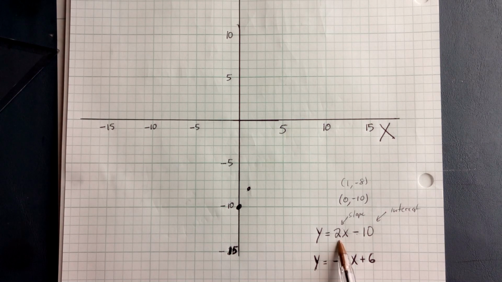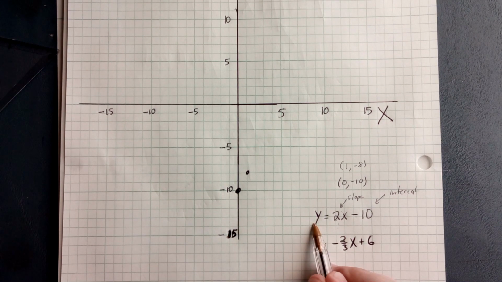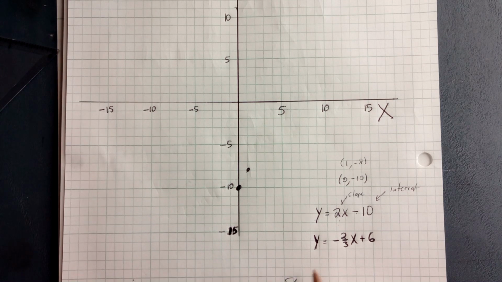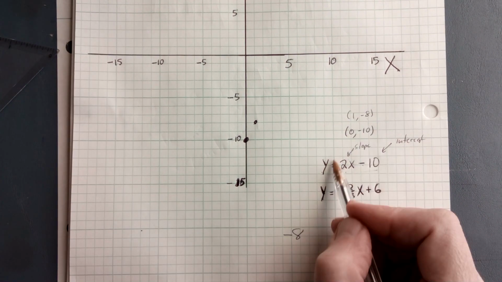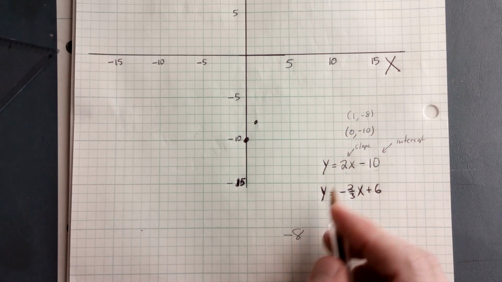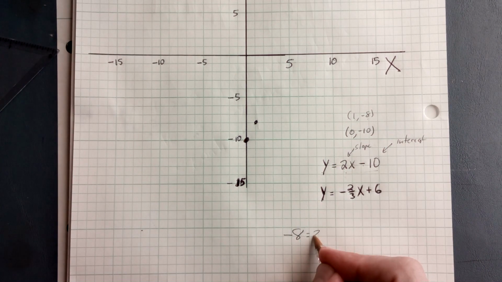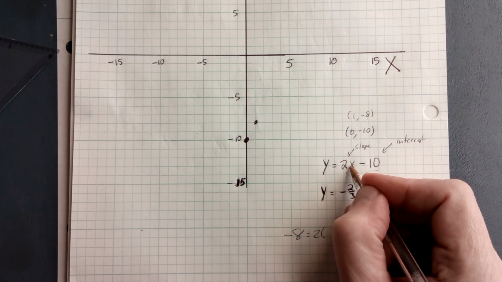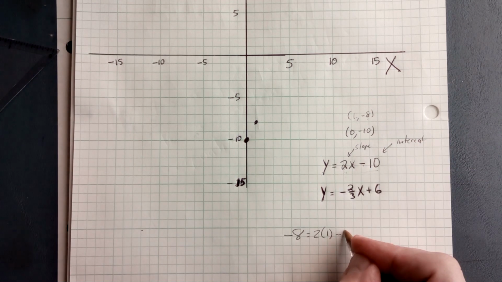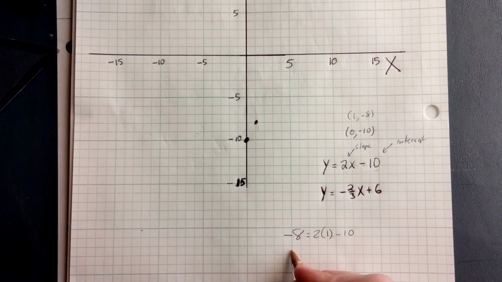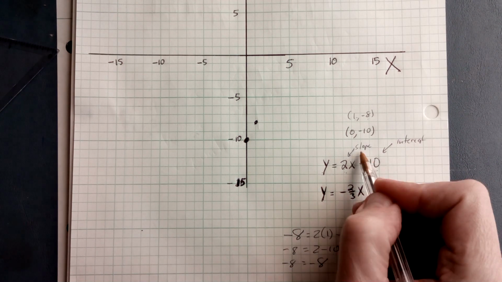Let's see if it does. In other words, let's plug a negative 8 in for y. So I'm doing this top equation for (1, -8). I'm plugging negative 8 in for y equals 2 times my x value of 1 minus 10. And I want to see if it makes it true. Negative 8 equals 2 minus 10. Negative 8 equals negative 8. It makes it true. So this does work.